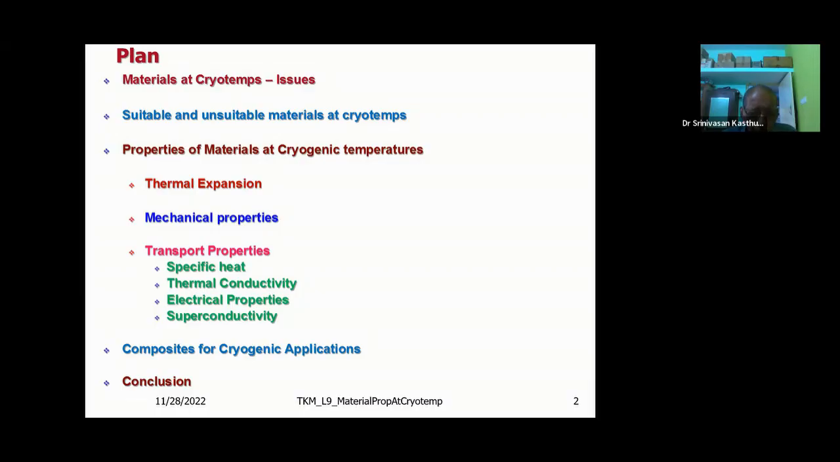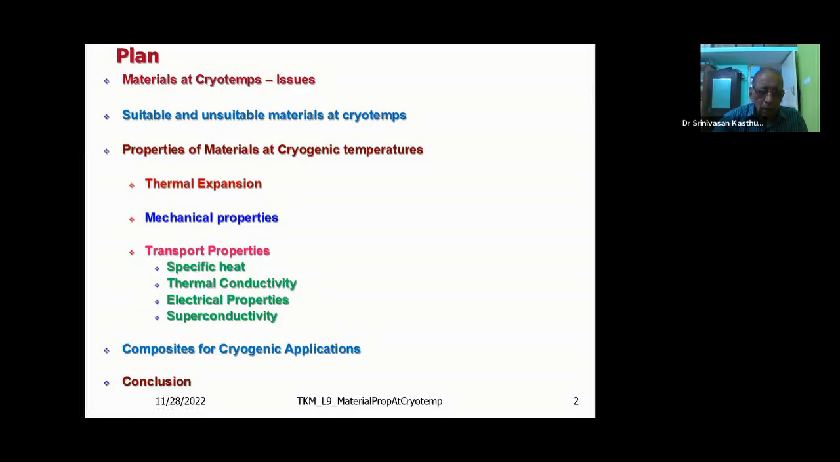Then we come across another important topic called superconductivity, because some materials lose their resistance completely. That means the resistance drops to zero at a specific temperature called the transition temperature. That is characterized by what is called superconductivity. And there are also a number of composites which are being used for low temperature applications. So we will also talk about the composites which are useful for cryo temperatures.